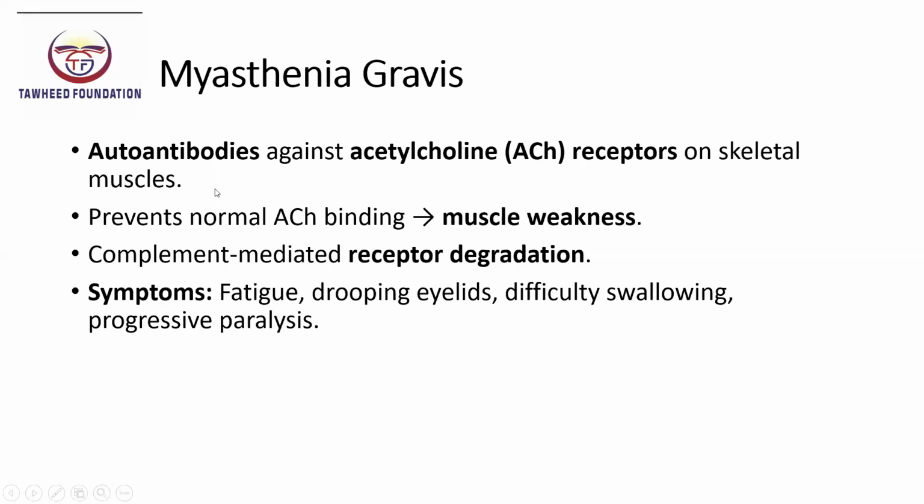Next is myasthenia gravis. In myasthenia gravis, antibodies are produced against acetylcholine (ACh) receptors at the neuromuscular junction. These antibodies prevent acetylcholine from binding normally, blocking nerve signals to muscle. Additionally, the complement system may degrade the receptors. As a result, patients experience muscle weakness, drooping eyelids, difficulty swallowing, and progressive paralysis. These conditions highlight the role of antibody-mediated receptor disruption in type 2 hypersensitivity.